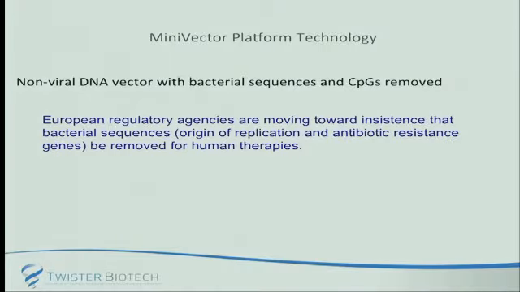And it's very important in Europe because the European regulatory agencies are really moving toward an insistence of not introducing bacterial sequences or antibiotic resistance in the gene therapy arena. So right now, ours is the only vector that fits that bill.